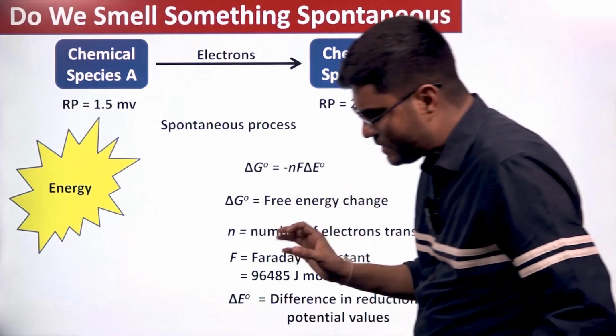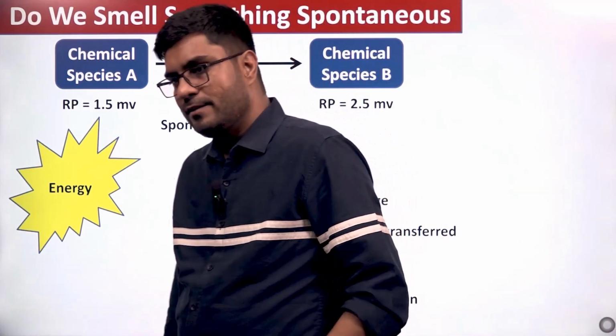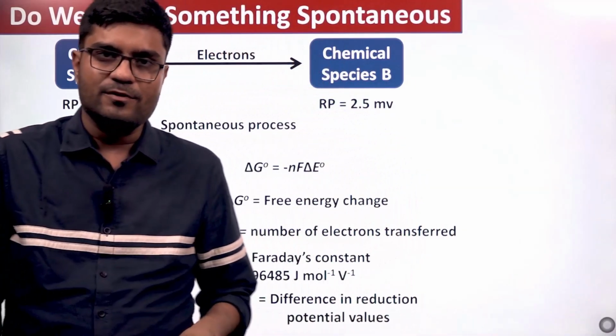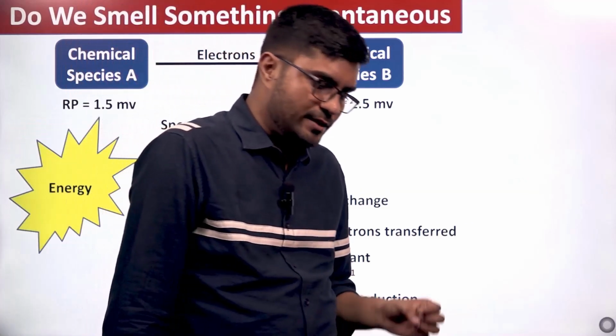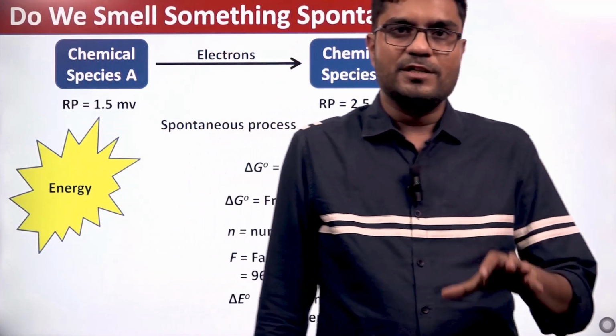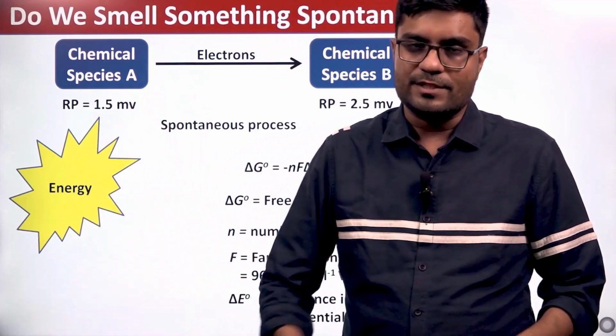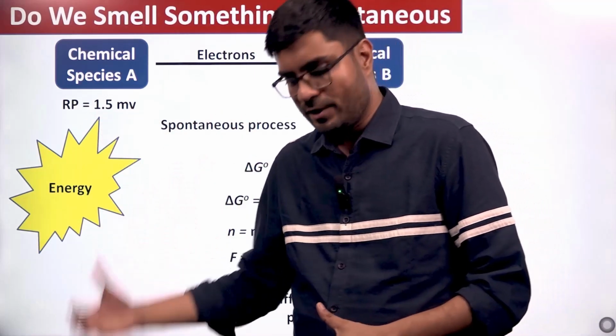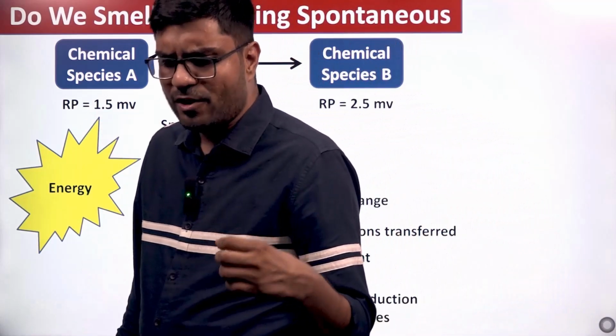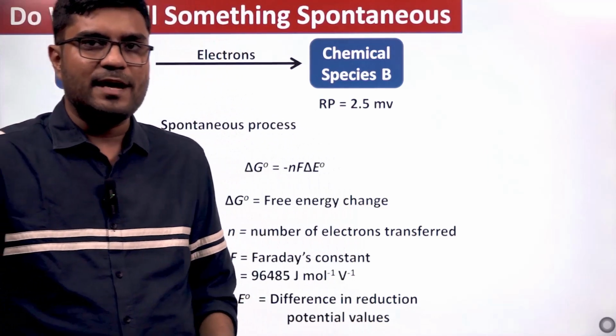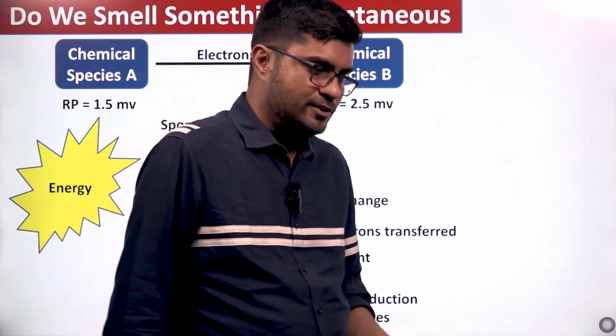If we are utilizing this formula, then we can calculate the exact amount of energy released during the electron transfer from a species which is having low reduction potential to a species which is having high reduction potential. So this is also one of the methods utilized by our cellular system to make energy.